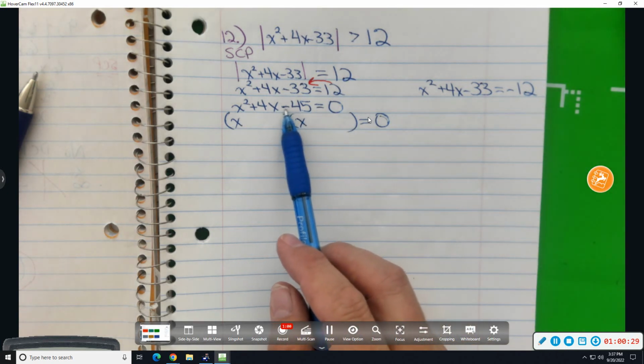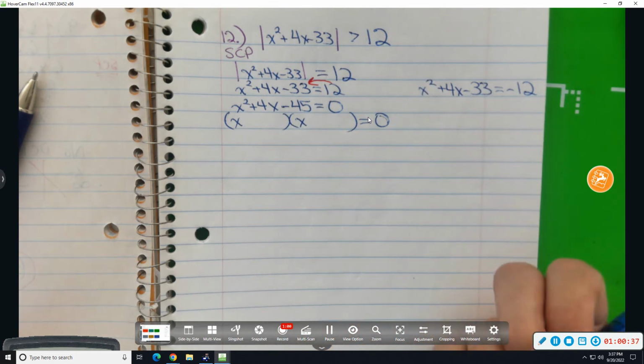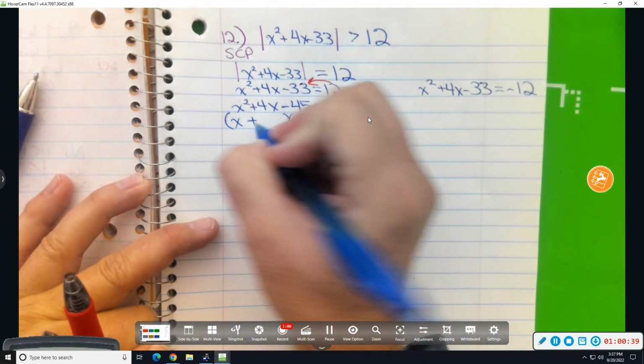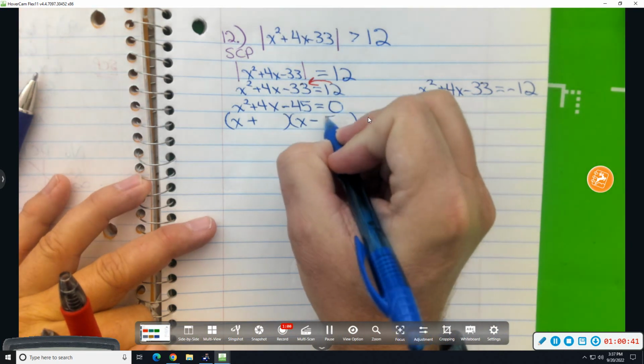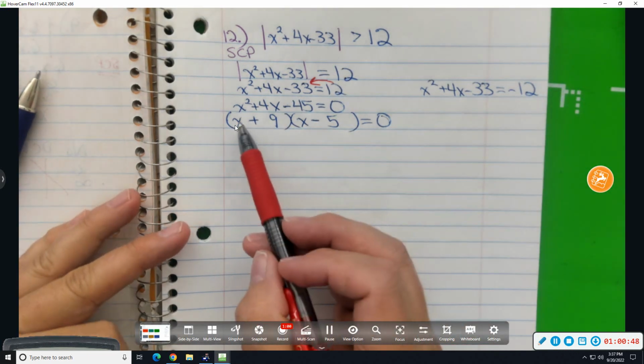Y'all didn't say anything about the signs. One side's negative, the other is positive. Okay, so the last sign's a minus, so we're going to have one of each. One plus, one minus. It's minus 5 and plus 9. Minus 5 and plus 9. Play around with that to verify. Okay, play around means FOIL it out.